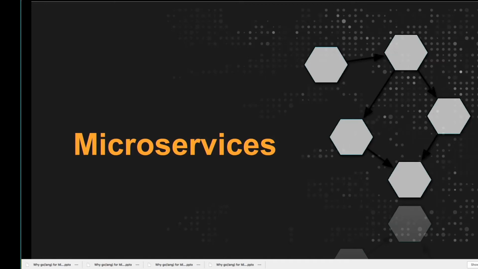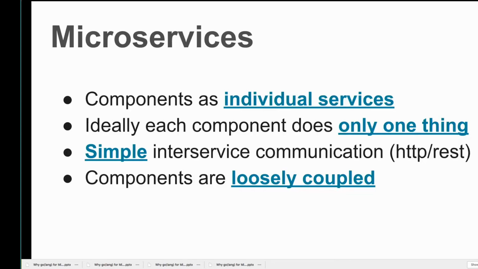So, what's an alternative? Let's talk about microservices. Microservices are components as individual services. So I may have a component that just works out what the name of a customer should be on a credit card, as its own service. That's the only thing it does. Each component ideally does only one thing, and I use the word ideally like an ideal gas, rather than saying this is what you should do. So I'm talking about an ideal microservice architecture here. You need to have simple inter-service communication, so HTTP REST, and components are loosely coupled.